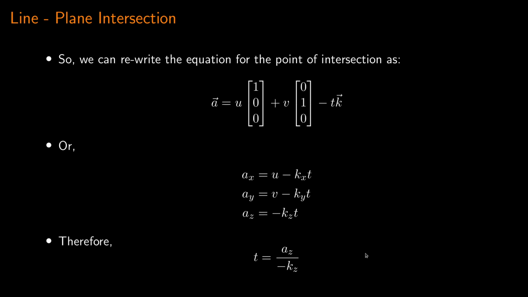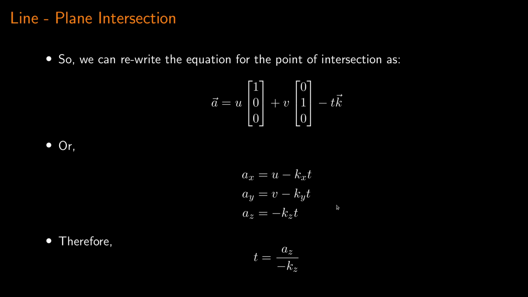If we do that, then the equation for the point of intersection becomes much simpler. We simply end up with this: our vector A is equal to u multiplied by the vector 1, 0, 0 plus v times the vector 0, 1, 0 minus the scalar t multiplied by the vector k. Or, if we express that without vector notation, we get ax is equal to u minus kx t, ay is equal to v minus ky t, and az is equal to minus kz t.